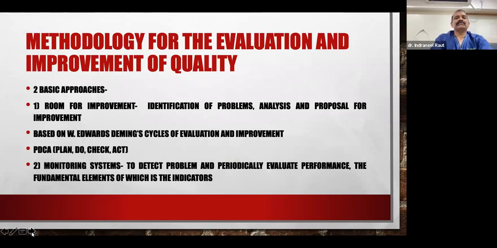So what is the methodology for the evaluation and improvement of quality? The two basic approaches: we have to see the room for improvement. So identify the problem, analyze what has gone wrong, and then propose the improvement. This is based on W. Edwards Deming's cycle of evaluation and improvement, which is called the PDSA: plan, do, check, and act. And then the monitoring system. We have to detect the problems and periodically evaluate the performance. Then the fundamental, how we will do that, is by the indicators.